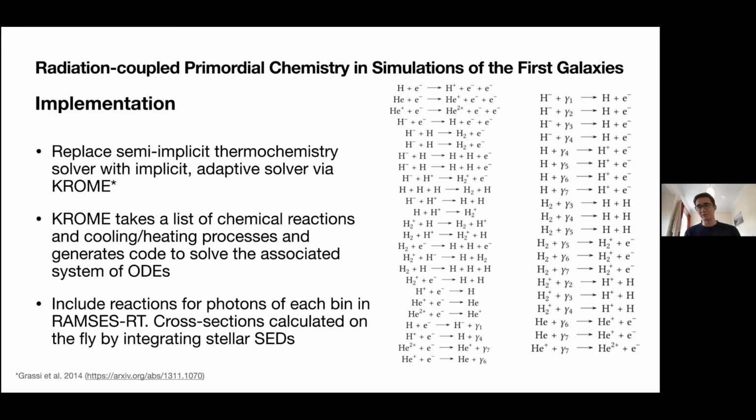And I use some software called Chrome, which takes this list of equations and associated reaction rates and outputs some Fortran code to solve the system of ODEs associated with the equations. It does this with an implicit adaptive solver. And it's important that it's implicit because that means it can capture coupling between equations in a single time step. So while it is more expensive, to get the accuracy you want, it will end up being more efficient than the Ramses RT scheme.